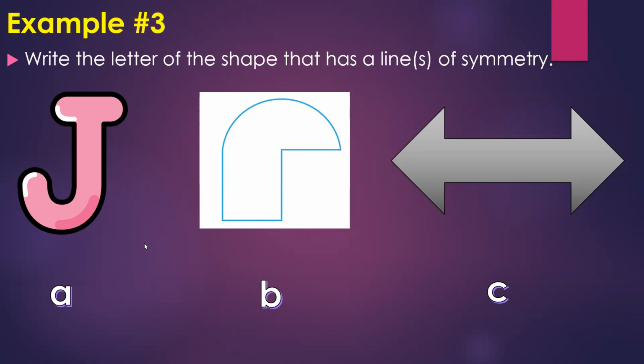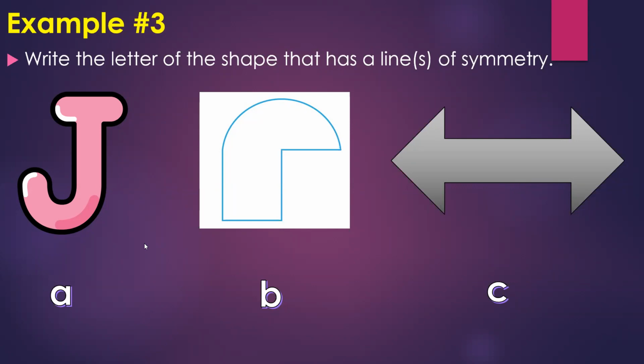Navio, why did you say C? You don't know? Anyone want to help her? Why is C the answer? Because if you cut it in half, either way, it's symmetrical.